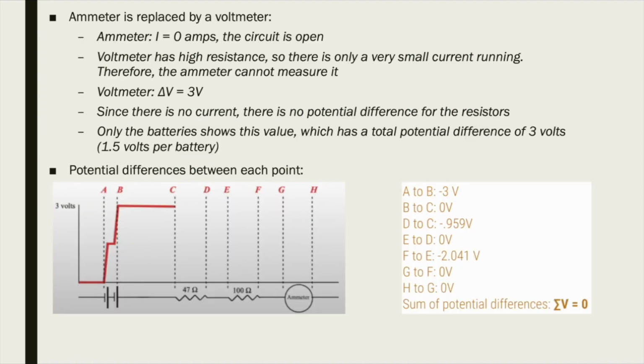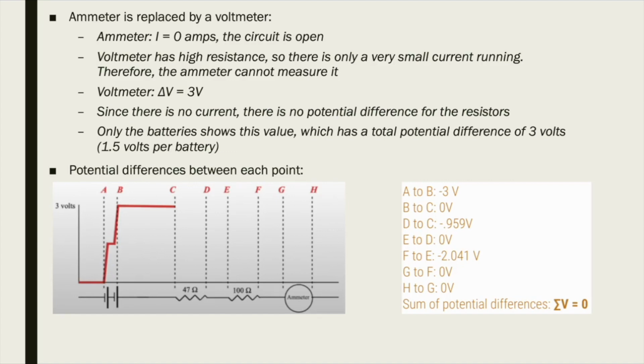When the ammeter is replaced by a voltmeter, the ammeter shows 0 amps because the circuit is open, and the voltmeter has high resistance, so there's only a very small current running. Therefore, the ammeter cannot measure it. With the voltmeter, the delta V value is 3 volts. Since there's no current, there's no potential difference across the resistors. Only the battery is shown, which has a potential difference of 3 volts, 1.5 per battery.